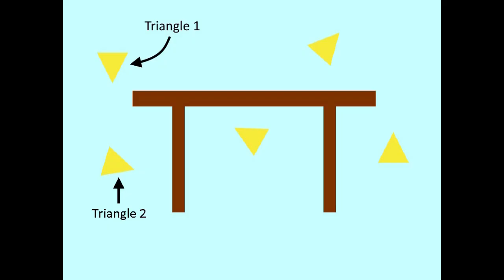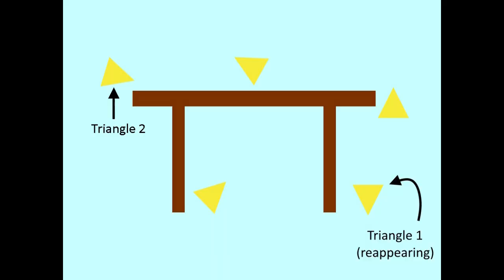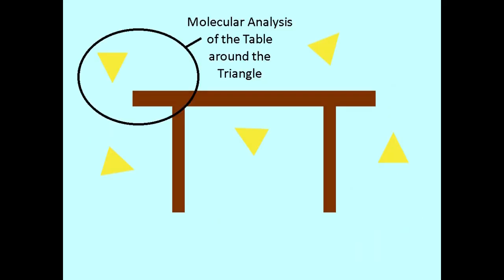Here's the situation right before Zelda learns a new echo, in this case of a table. I've marked a triangle for better understanding. Let's call it Triangle 1. It floats around the echoable object. Then Triangle 1 disappears, and Triangle 2 floats from below, while Triangle 1 reappears somewhere else around the object. In both cases, the triangles analyze the molecular structure of parts of the table around them.